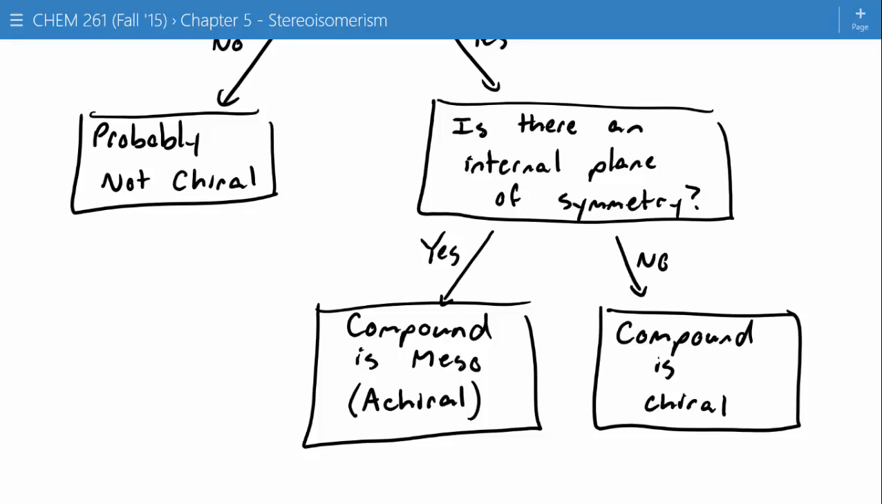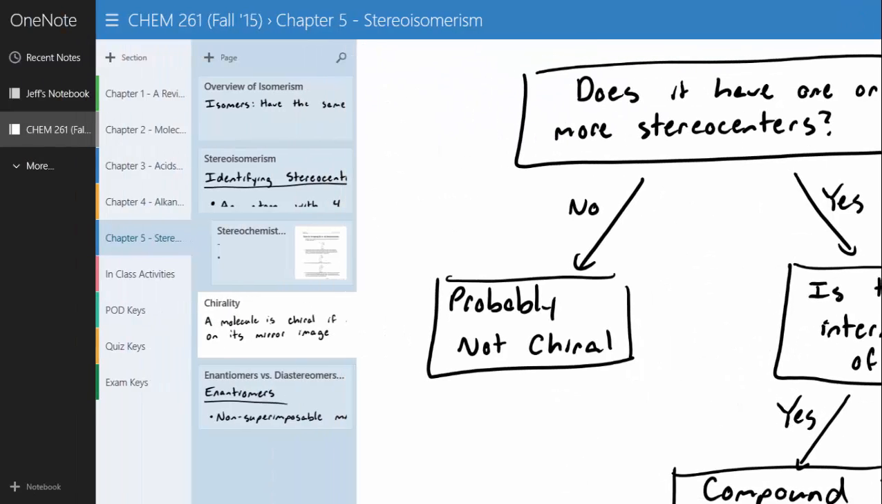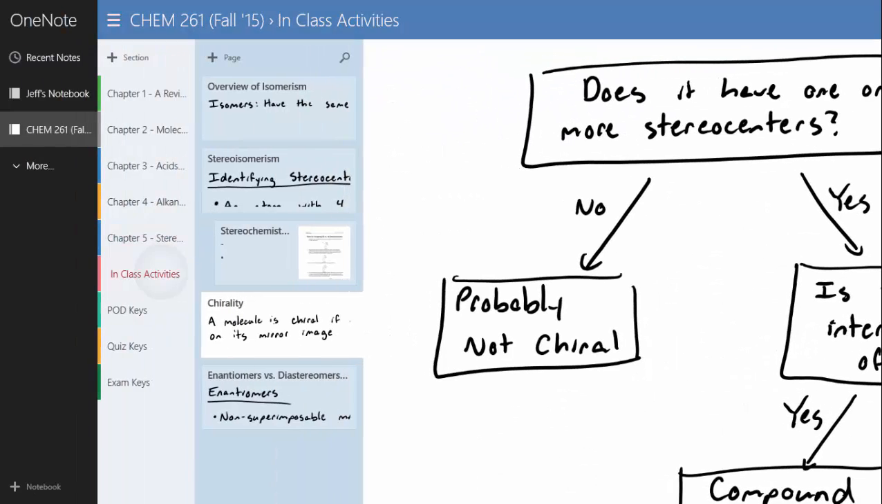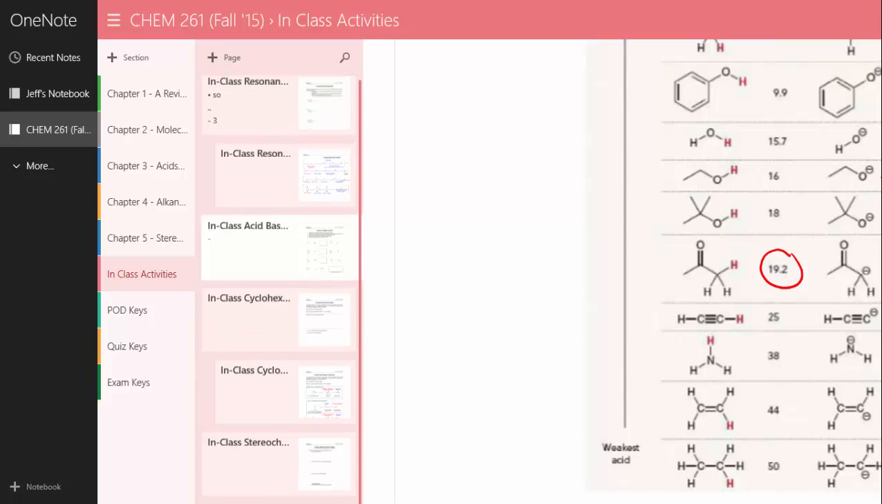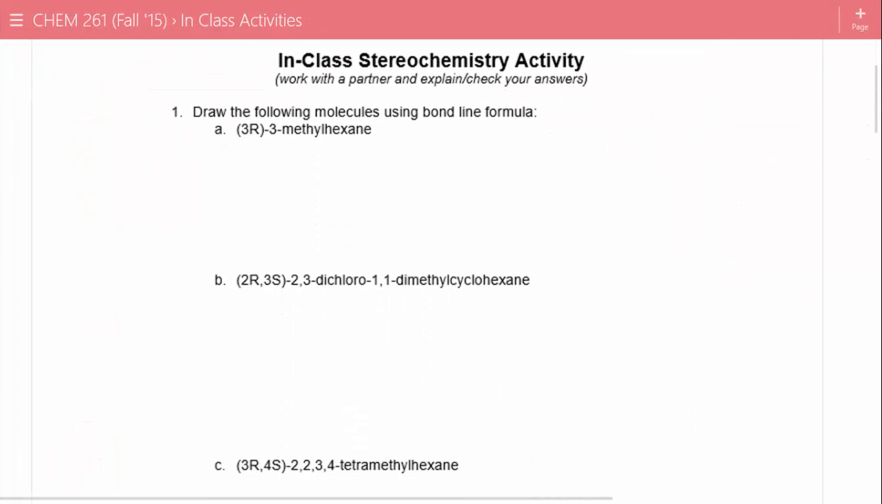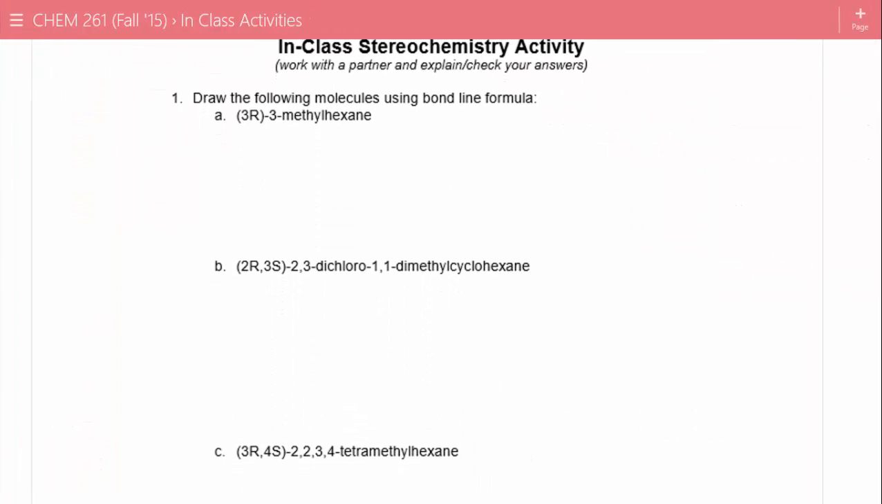All right, so what we're going to do with the rest of the period is I've got an in-class activity. And this is taking it to the next level. I'm giving you the name. And you may notice on the name it says 3R. What do you think the 3R means? Yeah, that third carbon has a stereocenter. And the stereocenter on the third carbon is R. So I want you to figure out how to draw 3R, 3-methylhexane.